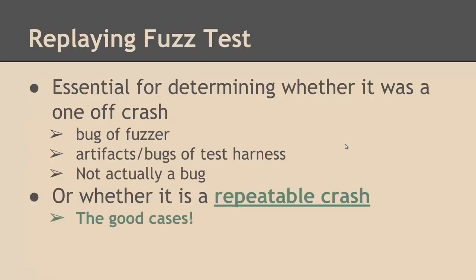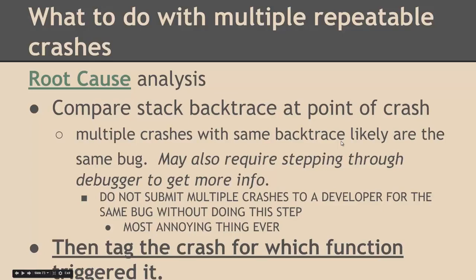So replaying and fuzz testing is absolutely essential. Your fuzzer, if you didn't design it, may have bugs in it itself. Some crashes may be false positives. They may be artifacts caused by bugs within the fuzzer itself. So one way to determine if it is actually a crash is to get it to repeat over and over. Once or twice is typically sufficient. And repeatable crashes are the good cases that you want to look at.